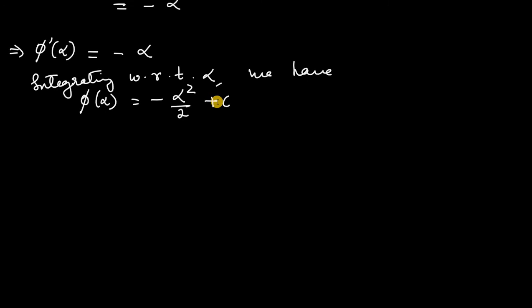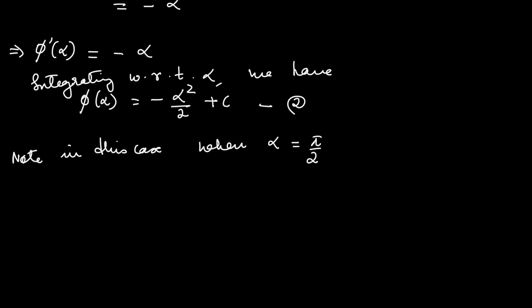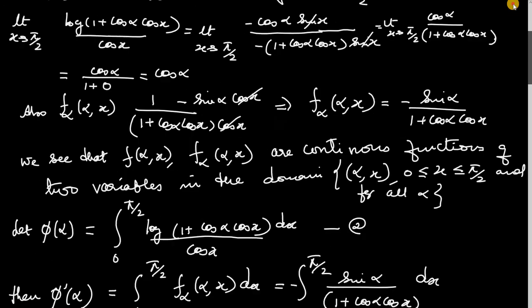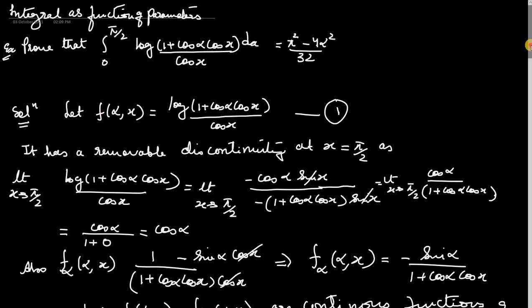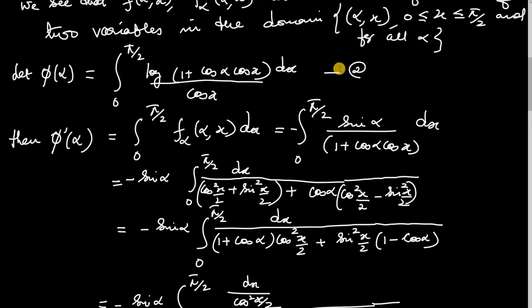So note that let us name this one as equation 2. Note that in this case, when alpha is equal to pi by 2. We already have equation 2, phi of alpha is this one. If I replace alpha by pi by 2, then what is phi of pi by 2 here? It is 1 plus cos pi by 2, that will be 0. So log of 1 here will be 0 by cos x, so it will exist, so that means phi of pi by 2 will be 0.